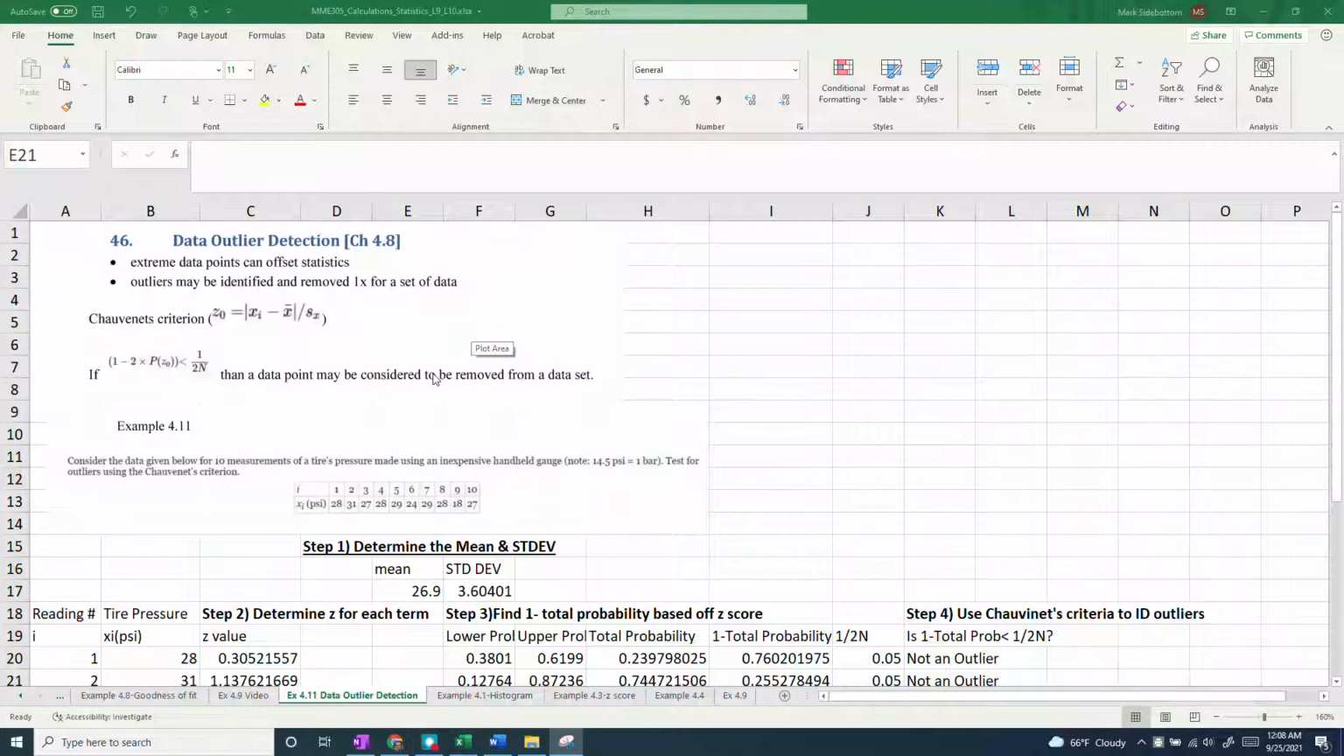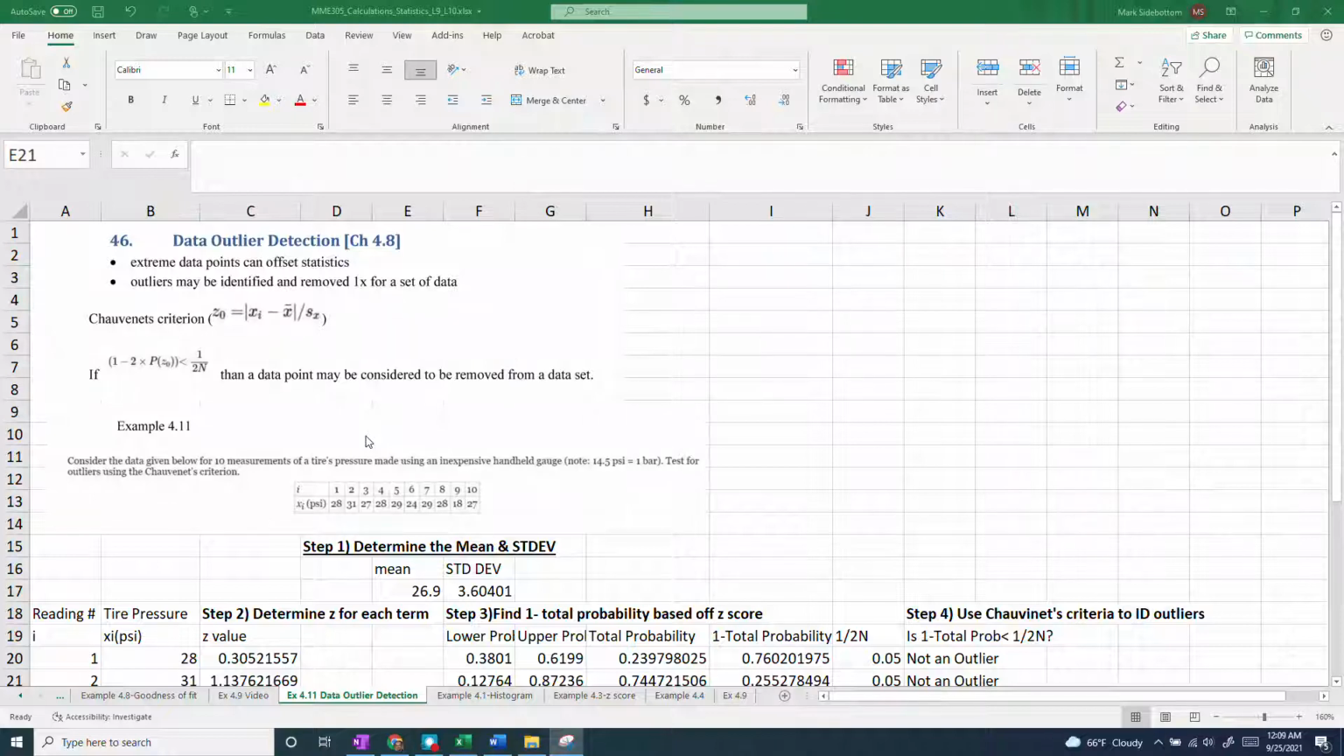In this video, we're going to talk about determining whether or not you have any outliers in your data set. Outliers can offset your statistics, so they should be removed. Typically, when you do an outlier detection test, you must do it only one time. You can't keep changing your data set after you determine your initial set of outliers.